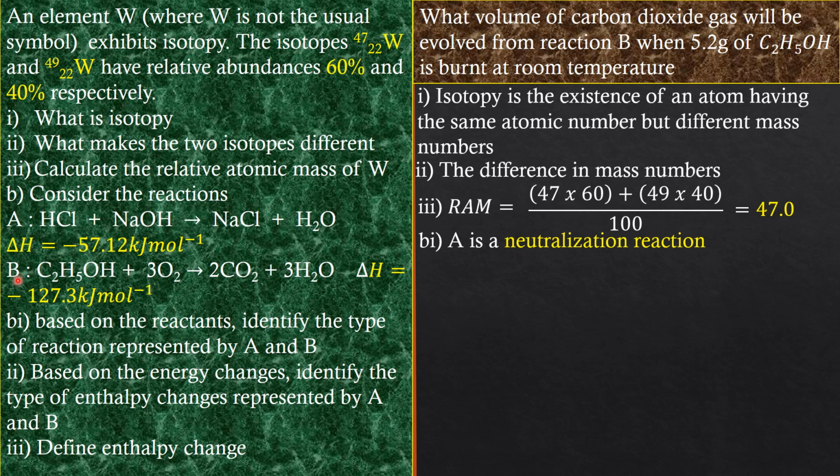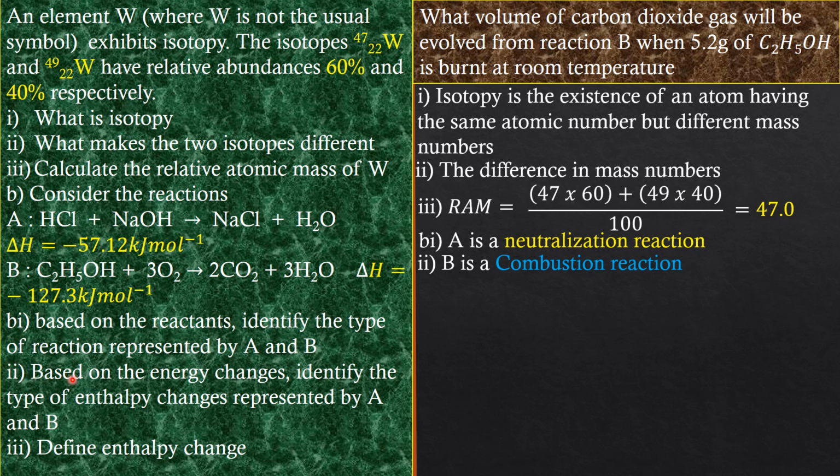Then part B has ethanol reacting with oxygen to give us carbon dioxide. Guys, this is simply the combustion of ethanol, hence it is a combustion reaction. Okay, so the next part says that based on the reactants, we have answered the first part already.